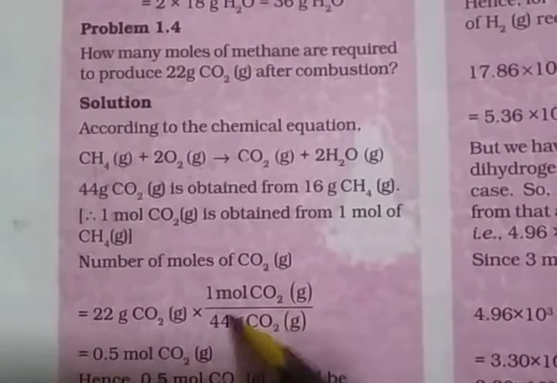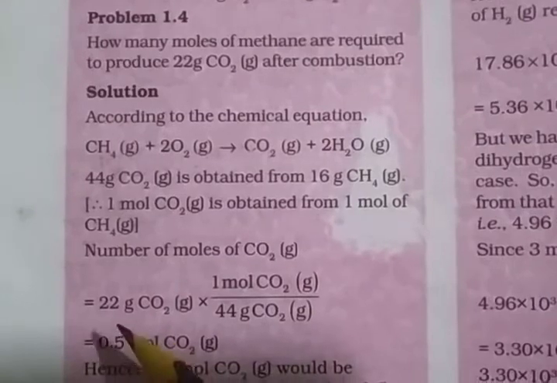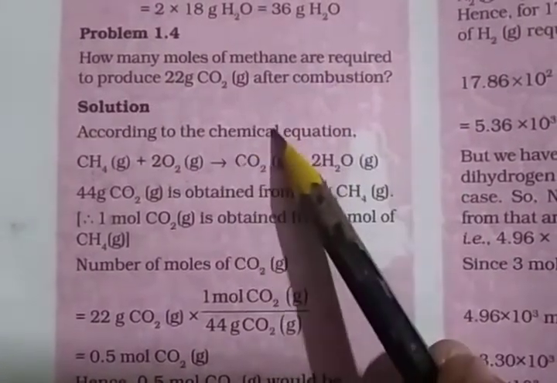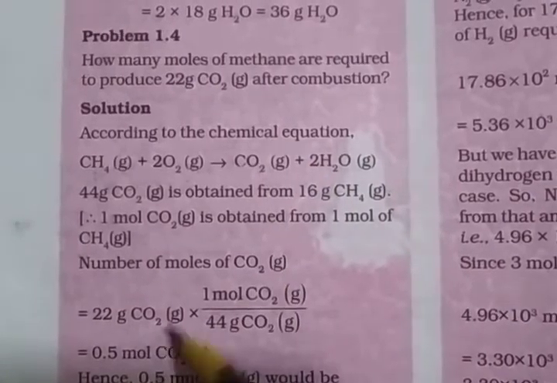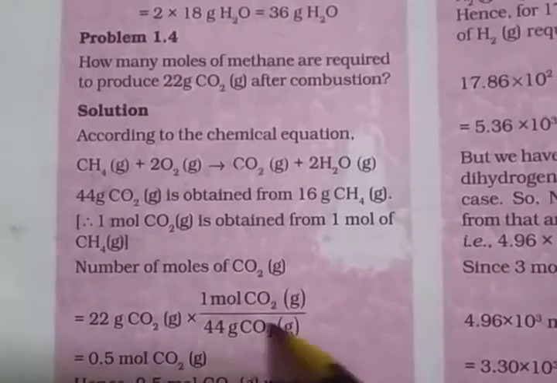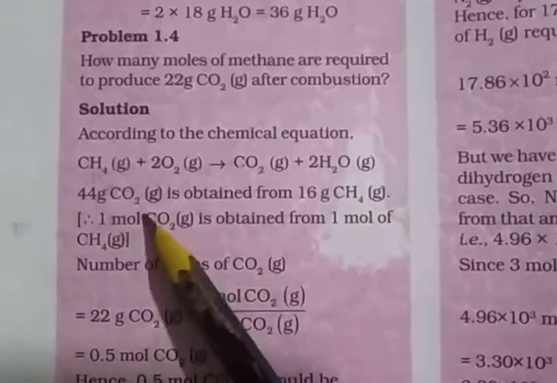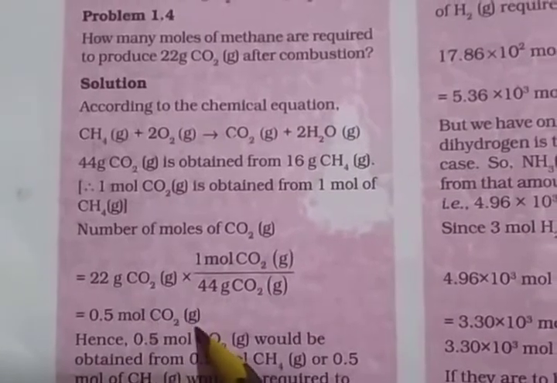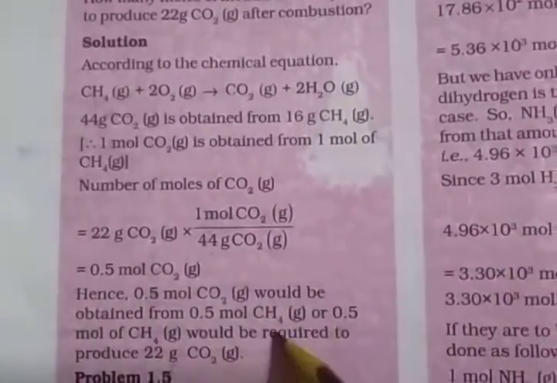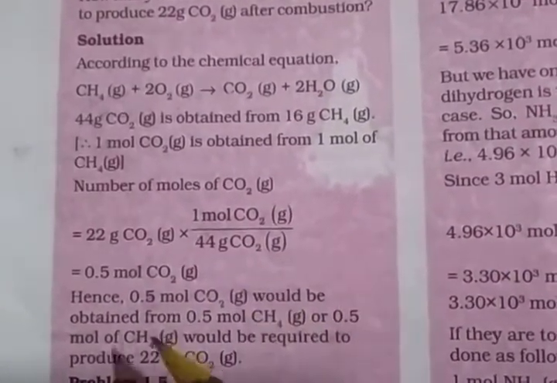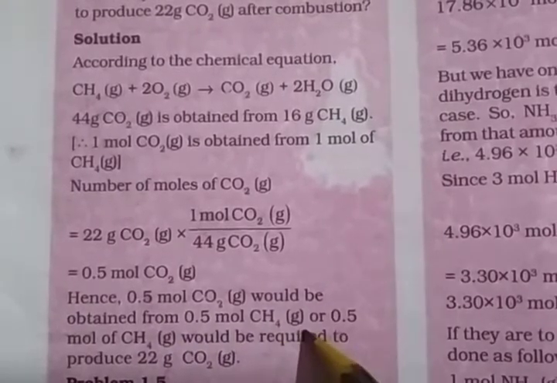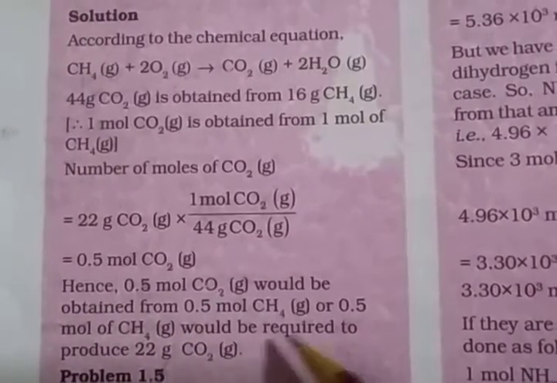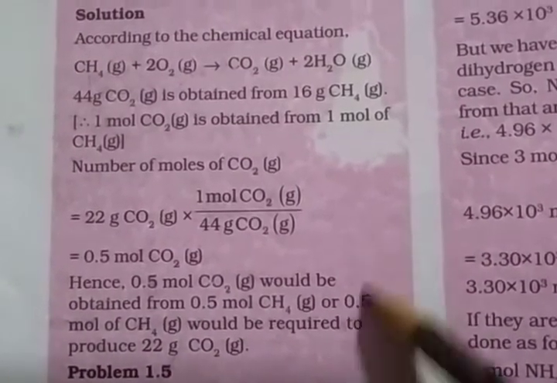Because we have to find the moles of CO2. 22 gram CO2 is given in the question. So 22 gram CO2 multiplied by 1 mole CO2 divided by 44 gram CO2, since in 1 mole there are 44 gram. So calculating, we get 0.5 mole CO2 gas. And 0.5 mole gas would be obtained from 0.5 mole of CH4, so 0.5 mole of CH4 would be required to produce 22 gram of CO2 gas.